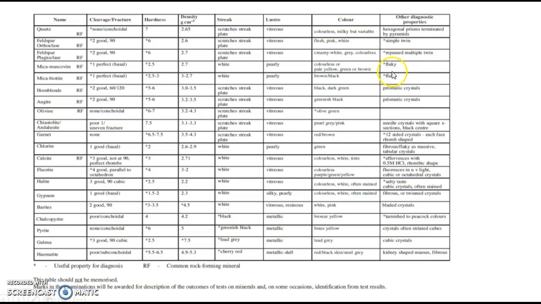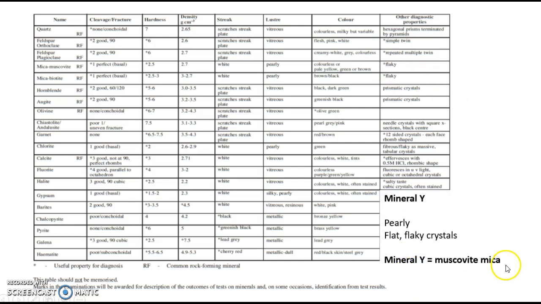The examiner's been a little difficult there, so you could put either of those down and still get that correct for mineral Y. So for mineral Y, I put muscovite mica, but it could be a biotite mica equally.